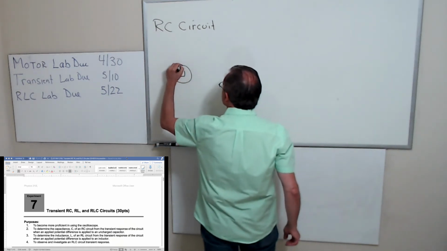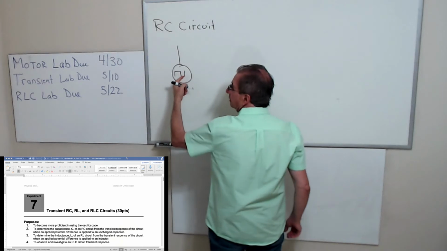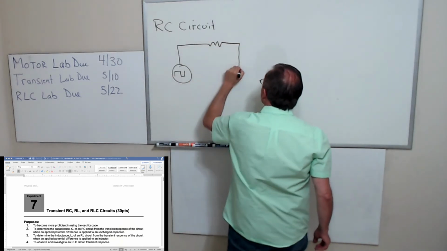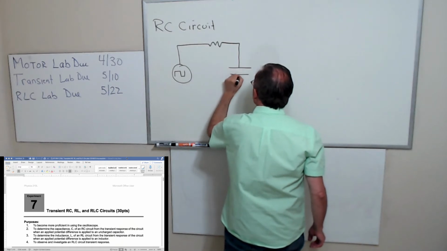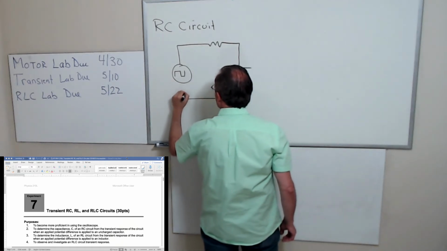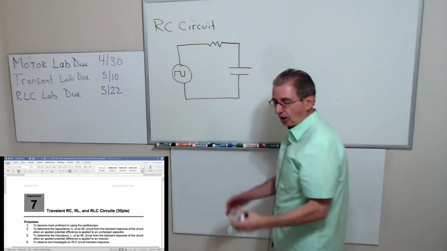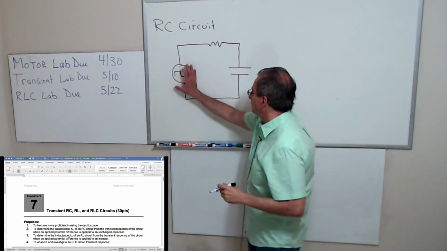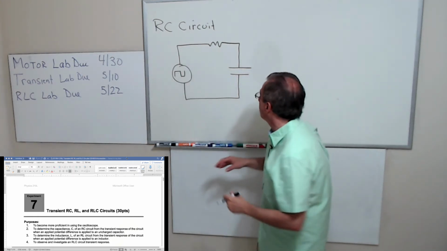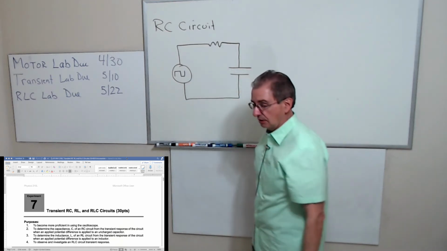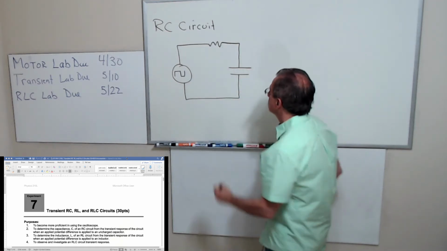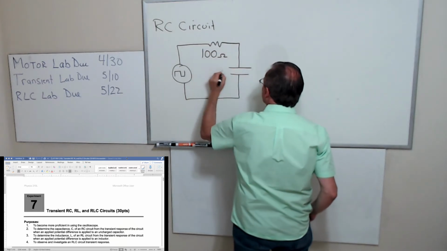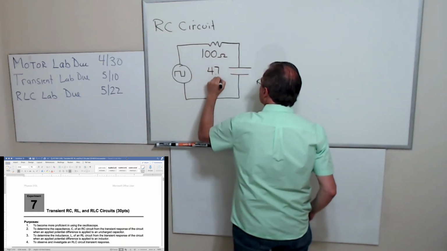So here's your circuit. It's basically your signal generator, your resistor, and then your capacitor. And you can do that all on the proto board, right? Except for this. Obviously, you can't put the signal generator in a proto board, but you can put these components on the proto board. This is going to be 100 ohms. And this is going to be 4.7 microfarads.